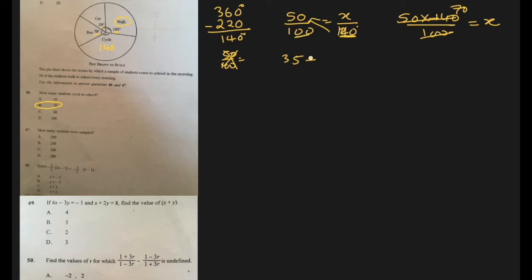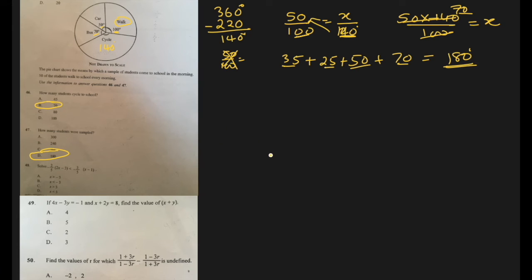35 people come by bus. Car, 50. What is half of 50? 25 come by car. They've already said that 50 walk. And we just got 70 cycle. So 35 plus 25 is 60. Plus 50 is 110. Plus 70, 180. So that also makes sense. Total is 360 degrees. Half of that is 180. So 180 people were sampled.